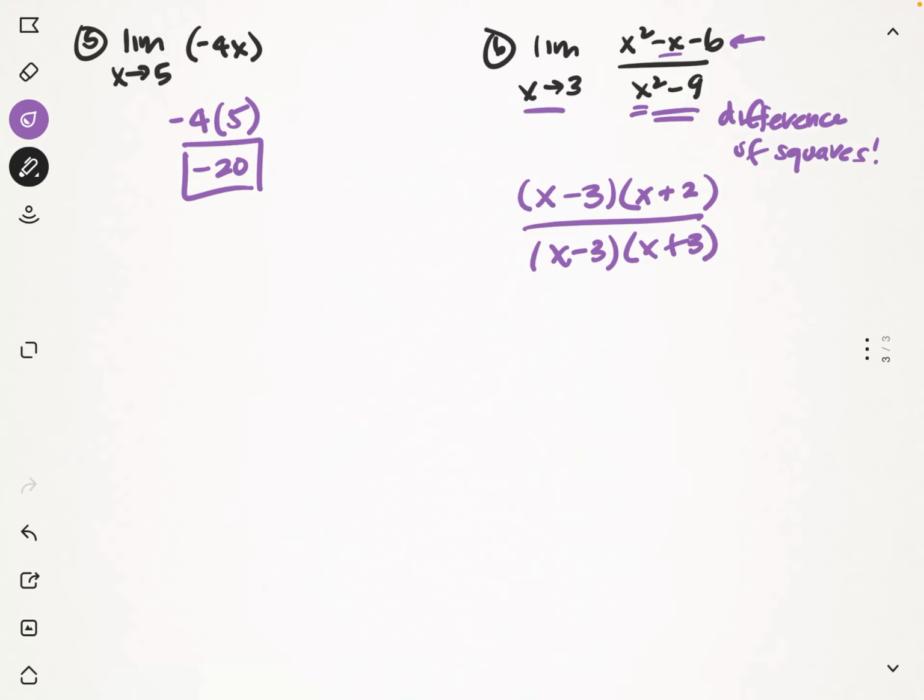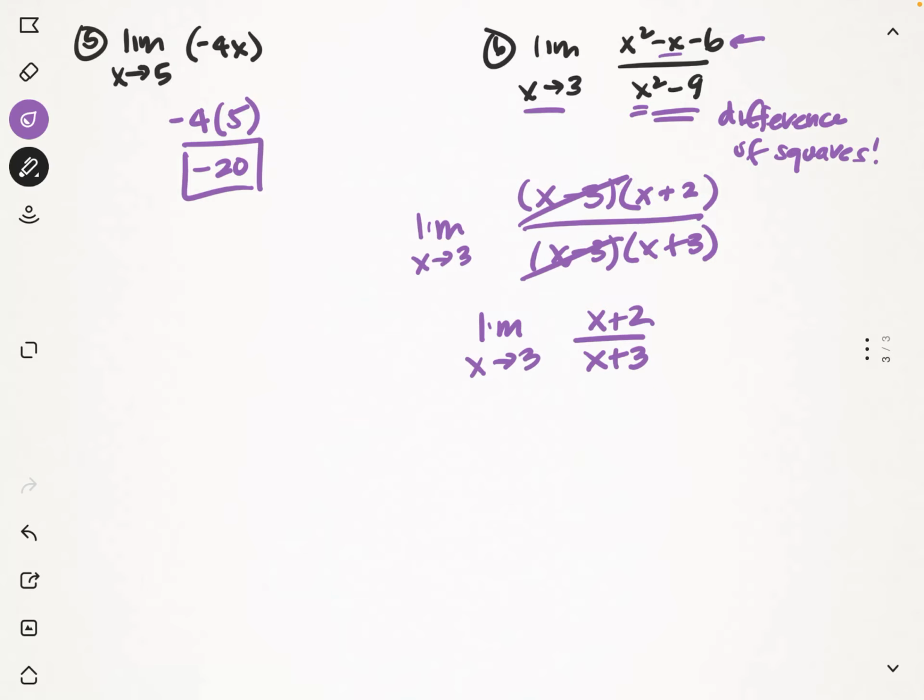And now here's the part, so limit as x approaches 3 of this, right? So all we did was factor our numerator and denominator, right? So we're just looking at the same thing here in a different form. Now, here's the part where we can cancel because x minus 3 divided by x minus 3 is 1. All right, so we have x plus 2 over x plus 3. We're finding the limit as x goes to 3.